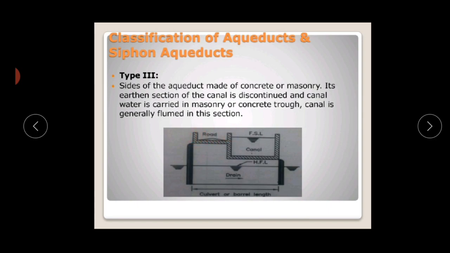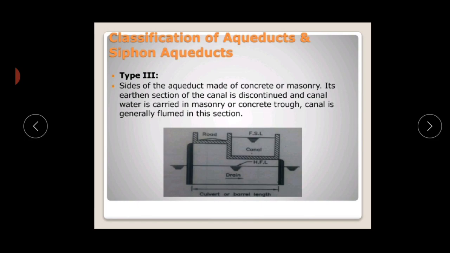This is the road and this is the canal, and this is your full supply level, and this is the high flood level of the natural drain. The canal is generally flumed in this case so as to effect economy in construction. Thus in this case the length of the drain culvert and the barrel is considerably reduced compared to the other two types of aqueducts and siphon aqueducts.